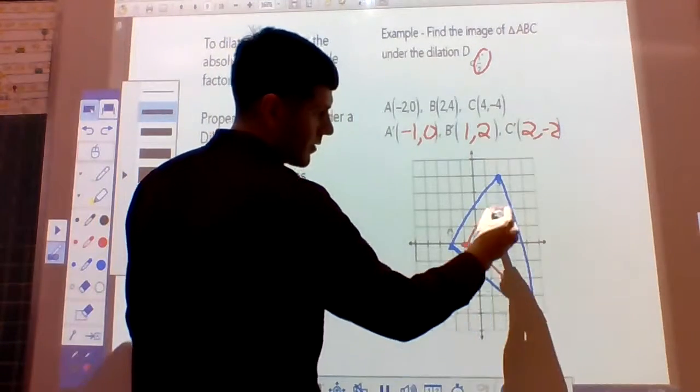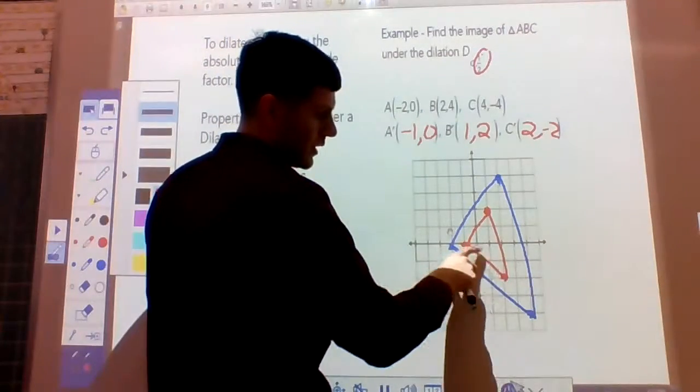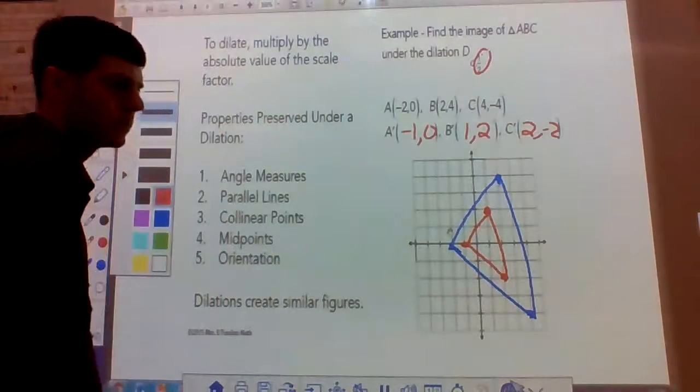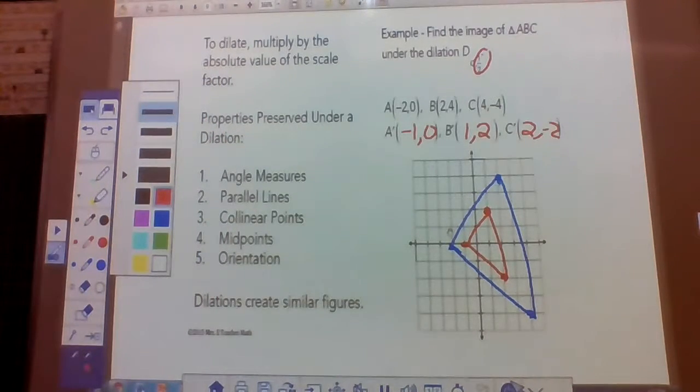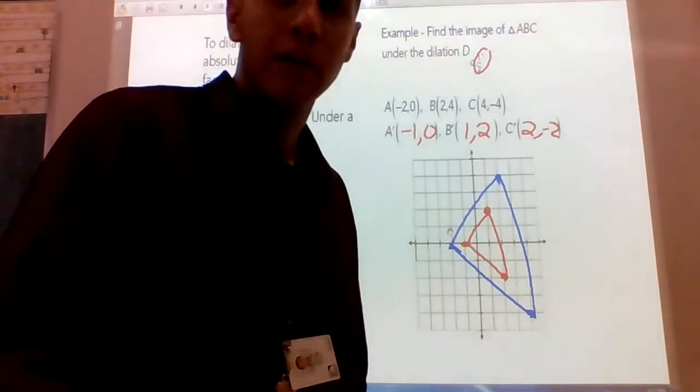So, again, this was 4 over, down 4 from the origin. Now it's over 2, down 2 from the origin. So it's half as far, twice as close. And that's it. You just multiply by the scale factor. Draw it. Dilations. Not even 9 minutes.